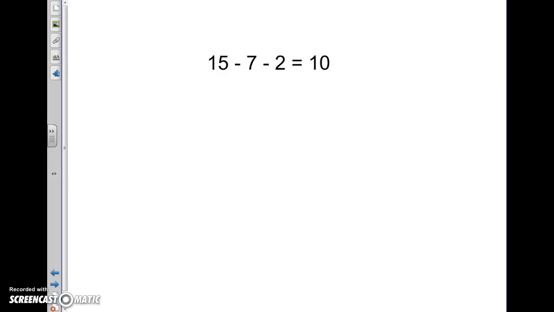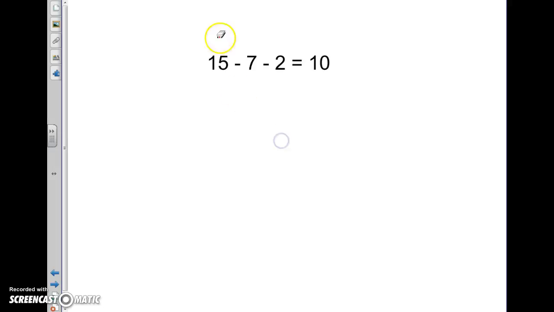If we had 15 minus 7 minus 2 equals 10, and there were no parentheses, because both of these operations are subtraction, I would just work left to right. 15 minus 7 would be 8, and then I would subtract another 2, which would give me 6. Well, 6 does not equal 10. That does not work, so that means that we need parentheses somewhere.